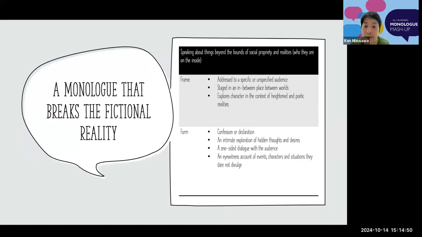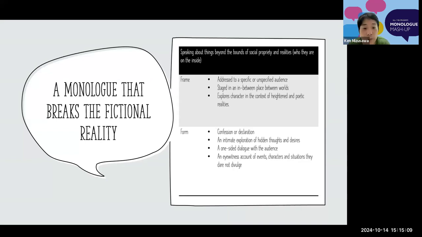It could explore characters in the context of heightened and poetic realities, where the normal boundaries of social reality and social propriety are basically suspended, and the character will say things and do things they would not otherwise do.